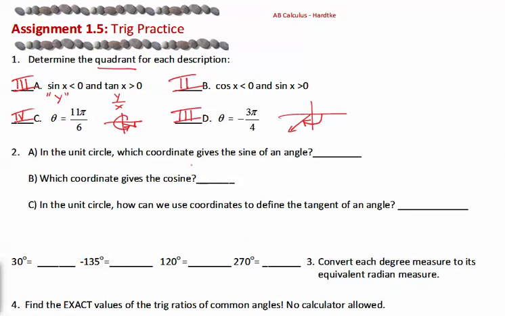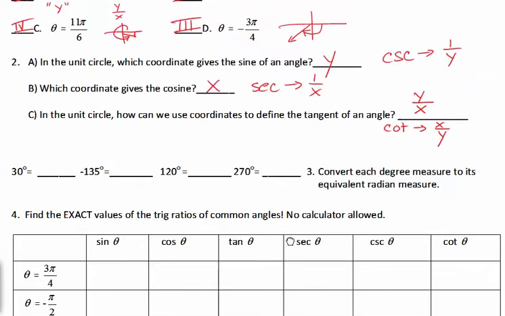Question 2, the coordinate that gives the sine, we just answered a minute ago, is y. Cosine is the x coordinate, and tangent is y over x. So remember then that cosecant is the reciprocal of sine, and secant is the reciprocal of cosine. And of course, cotangent is the reciprocal of tangent. So those are your unit circle definitions, and when the hypotenuse is not equal to 1, then you would use your SOHCAHTOA definitions.